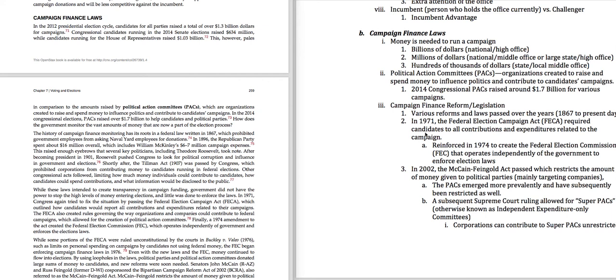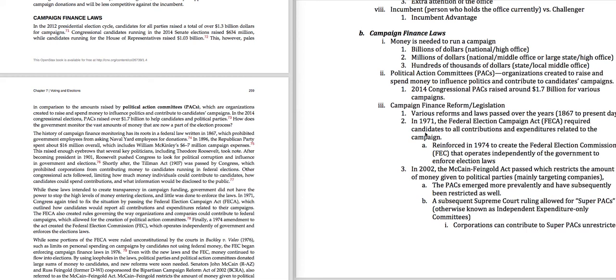Political action committees, you probably have heard about that. PACs, we'll get to super PACs here in a second, but PACs, political action committees, are organizations created to raise and spend money to influence politics and contribute to a candidate's campaigns. In 2014, for example, congressional, so people running for both the Senate and the House, those PACs raised around $1.7 billion collectively for various campaigns. That's a lot of cheddar, man.